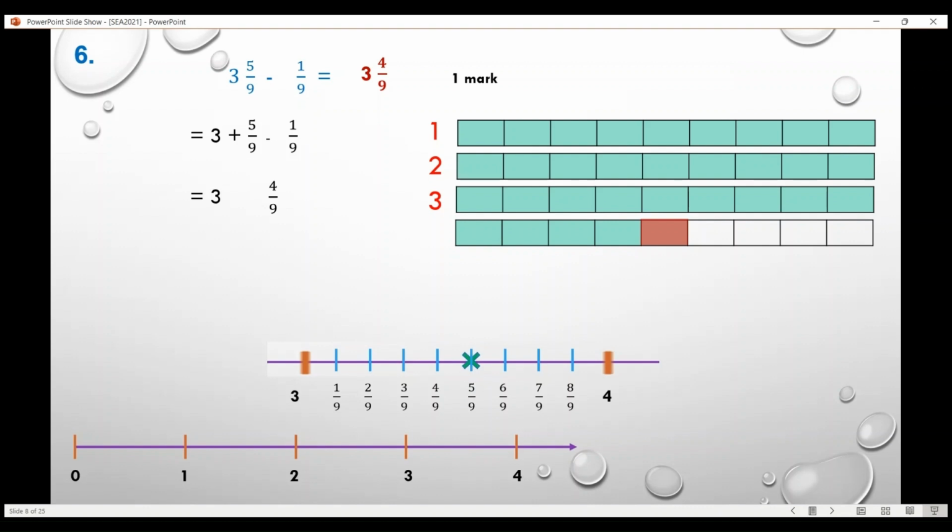And the question says 3 and 5/9, so let's indicate exactly where that is. And what are we doing? We're subtracting 1/9, which means we're going to the left. Right? We're going to the left 1/9. So our answer is 3 and 4/9.